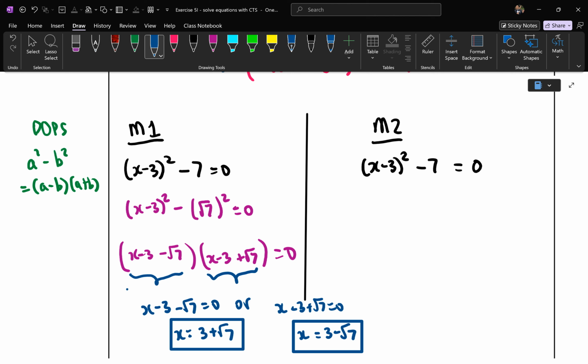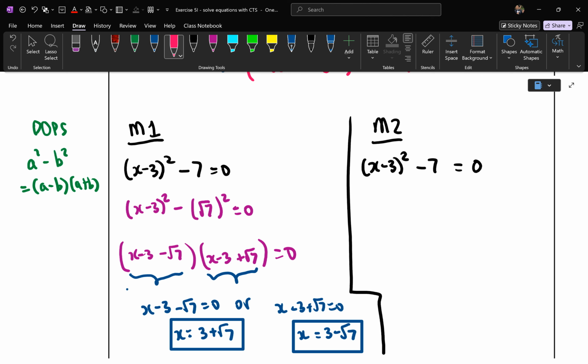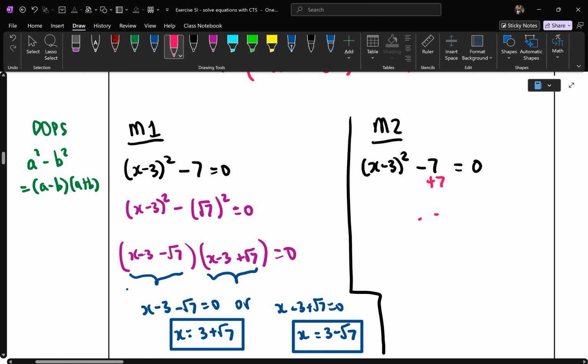The benefit of having just one x is you can do inverse operations like you have since year 7. Get rid of minus 7 by adding 7 on both sides. So add 7 on both sides. That cancels out. You will get now (x - 3) squared is equal to 7.